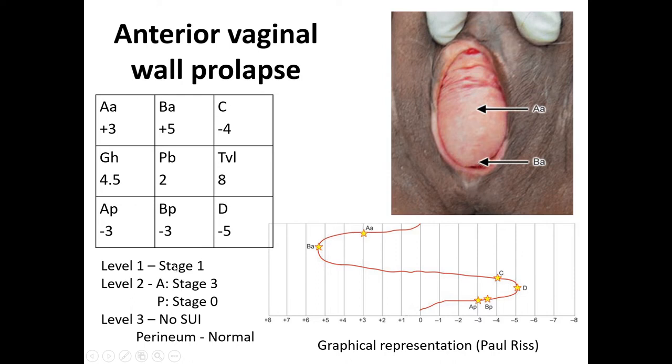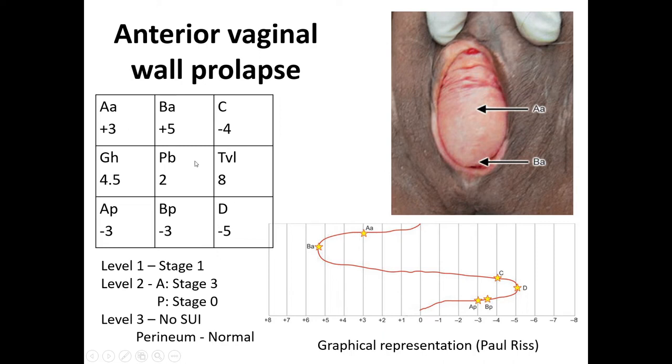So considering this is level 1, it is stage 1, right? Because TVL is 8, but it is not within 1 centimeter of the hymen, so it is above that, so it is stage 1. But level 2 anteriorly, see, it is more than plus 1 centimeter, but less than the TVL minus 2.